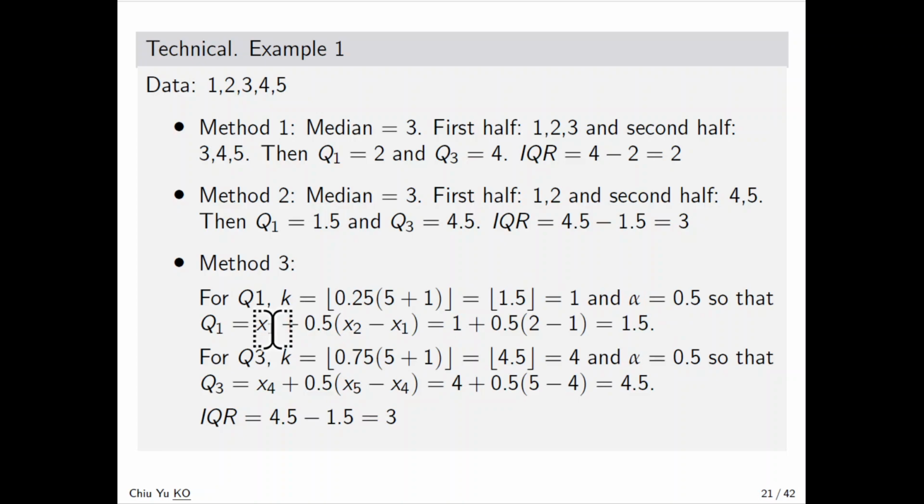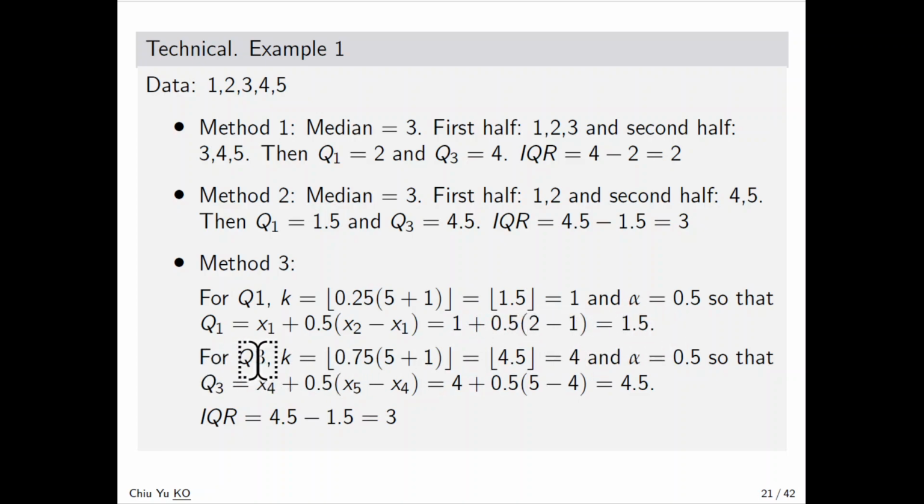So you take the first observation, which is 1, plus alpha, which is 0.5, times the difference between 1 and the next observation, which is 1. So that's 1 plus 0.5, which is 1.5.